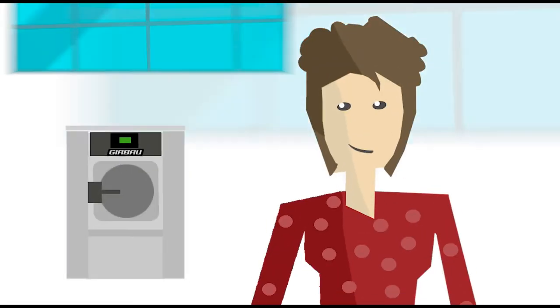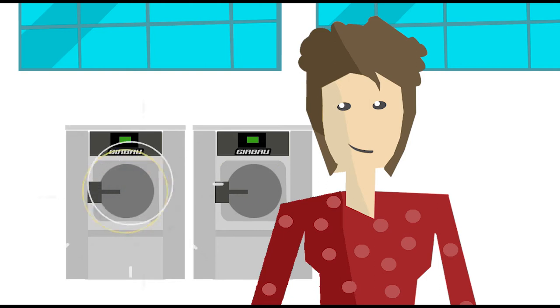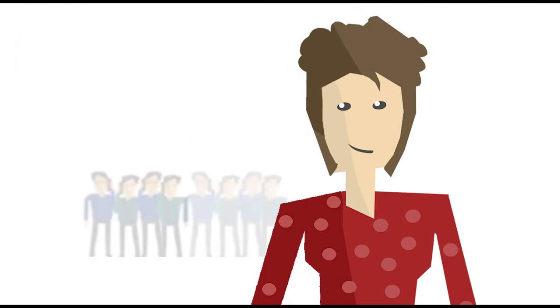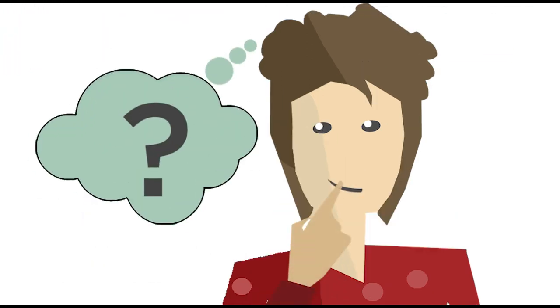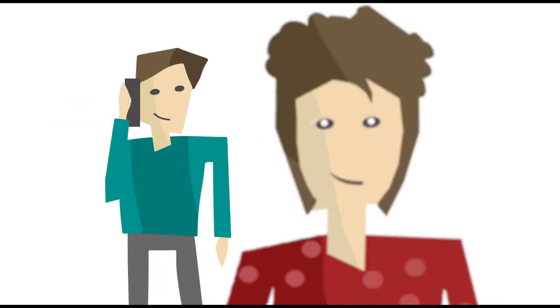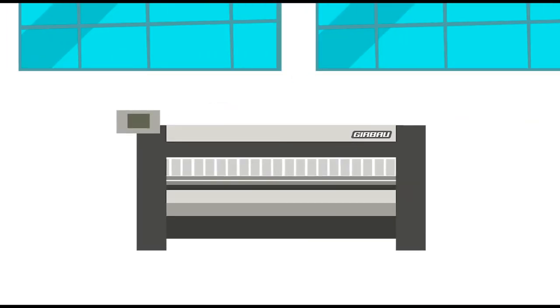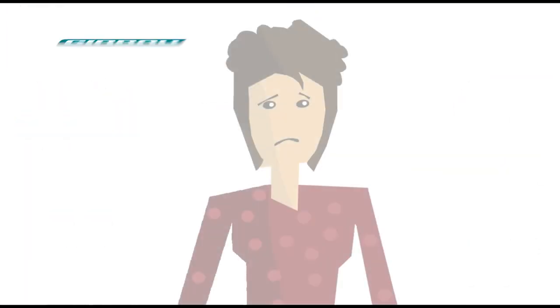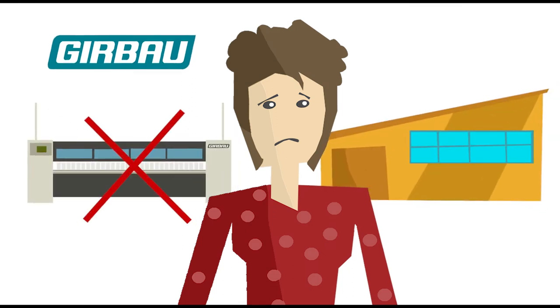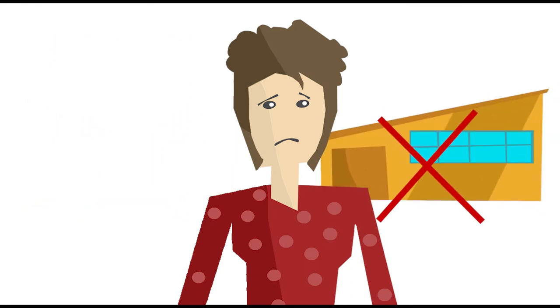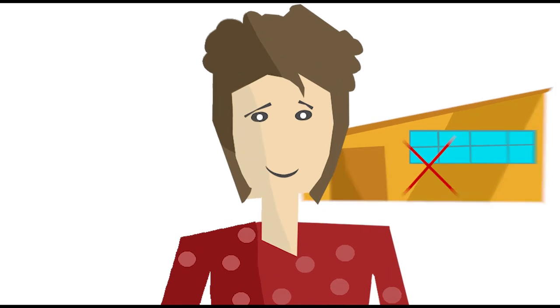Ellen has her own laundry and provides a good service for a large number of clients. She has already had some late deliveries to clients, and she is clear that the whole problem lies in the ironing section. She needs more ironing capacity. Girbau offered a solution without having to buy an ironing line and without having to change premises.